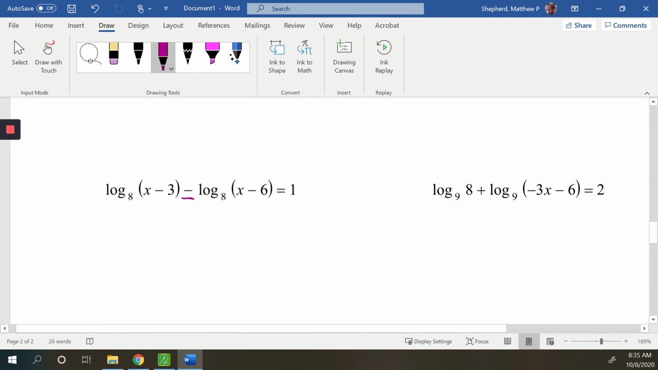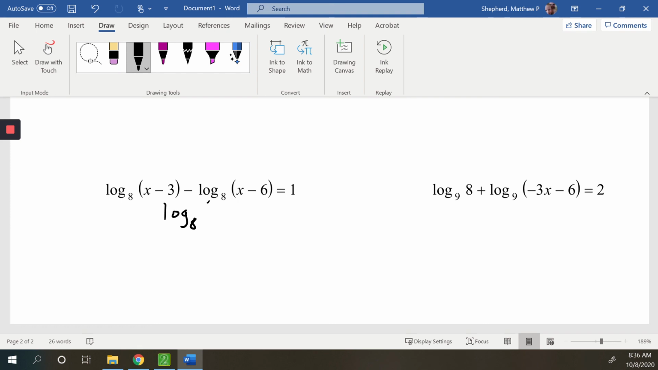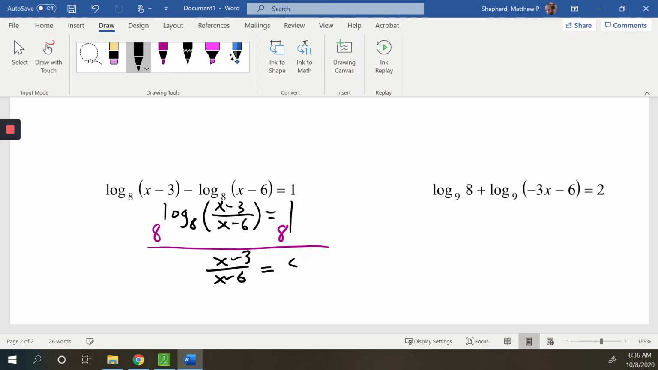All right, now this time we see that minus here, so we're going to be using the quotient property. So we're going to combine these into a log base 8 of x minus 3 over x minus 6, which will equal 1. Okay, now we've got that. So now I can do my 8 to the power of log 8, 8 to the power of 1, which will leave us with this fraction.